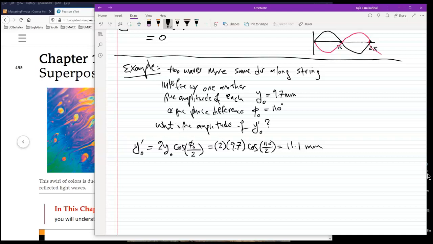So ideally, if there was zero phase difference, then the resultant amplitude would be double 9.7. So it's going to be 9.7 times 2, right? Because cosine 0 is going to be 1 in this case. See what I'm saying? Okay.